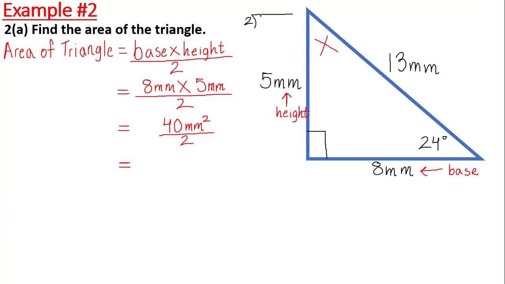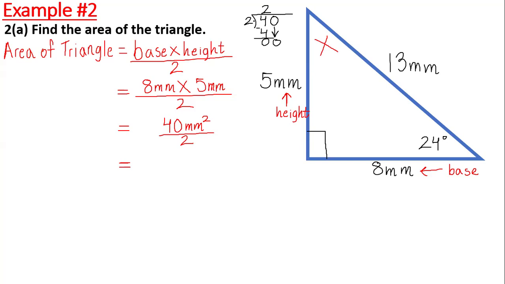Stop the what? So like the base times height and then over 2 and then 8 millimeters times 5. Oh, once you already divide 40 by 2, then you stop. Excuse me, Mr. Petit. Go ahead, Kylie. I already know what 40 divided by 2 is. What you got? 20. 20, very good. 20 is the final answer.